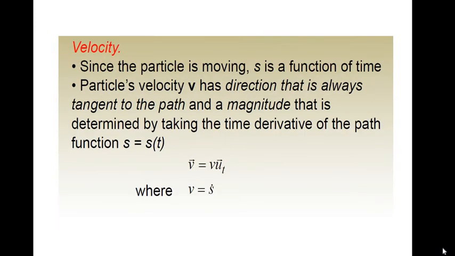Now velocity. Since the particle is moving, s is a function of time. The particle's velocity v has a direction that is always tangent to the path and a magnitude that is determined by taking the time derivative of the path function s equal to s of t. Therefore, v is equal to v times ut.